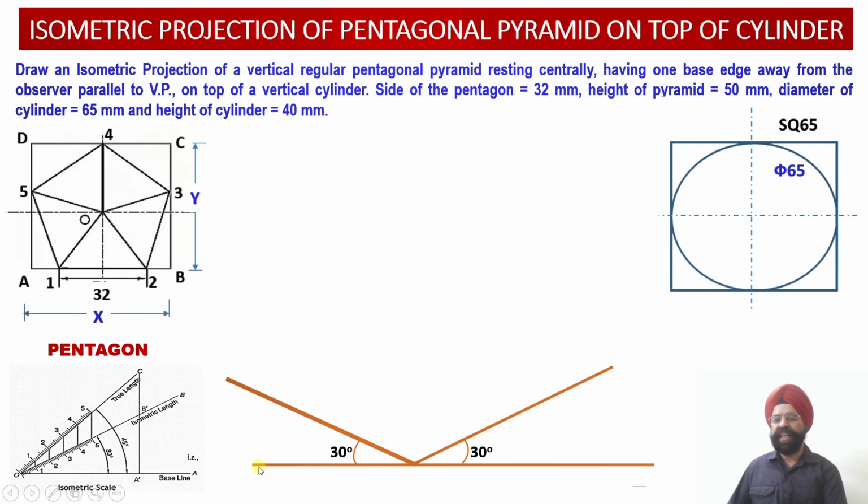Now this is the starting point of the isometric projection, that is, you draw a ground line or a datum line.